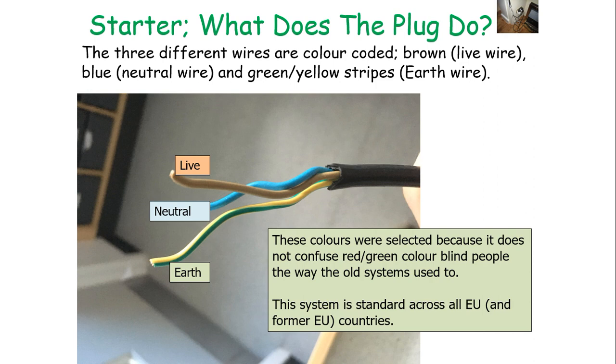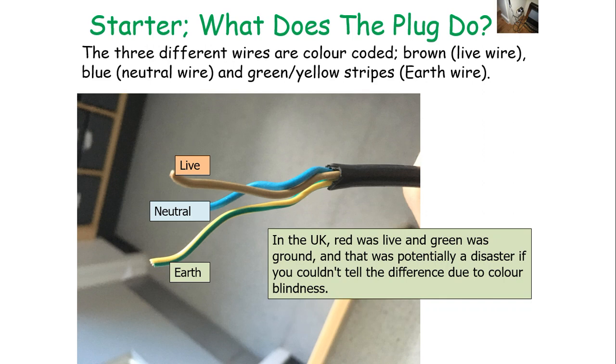Now, why did we select these different colours? Well, we select these colours because it doesn't confuse red-green colourblind people like the old system used to, and this system is standard across the EU and former EU countries such as the United Kingdom. Now, in the UK, originally, red was the live wire and green was the ground or the earth wire, and this was potentially a disaster if you couldn't tell the difference due to colour blindness.